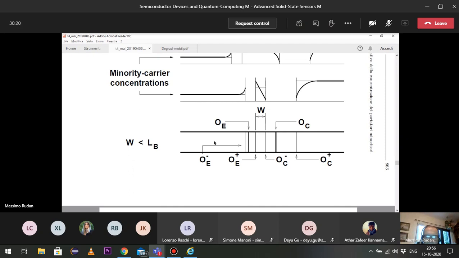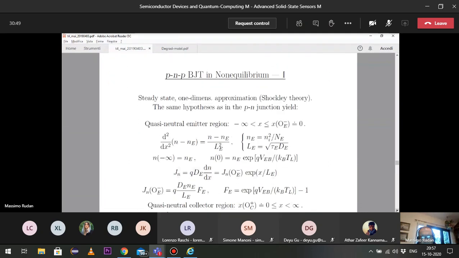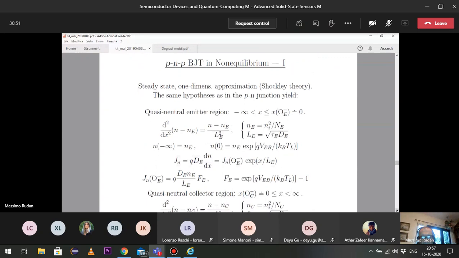In the base, of course, we don't have any asymptotic condition because the base is thin, okay? So we have 2 boundary conditions at a finite distance from the origin, and we must account for both, okay? There is no asymptotic condition to use in the base region. So the calculations follow. We simply change the symbols.